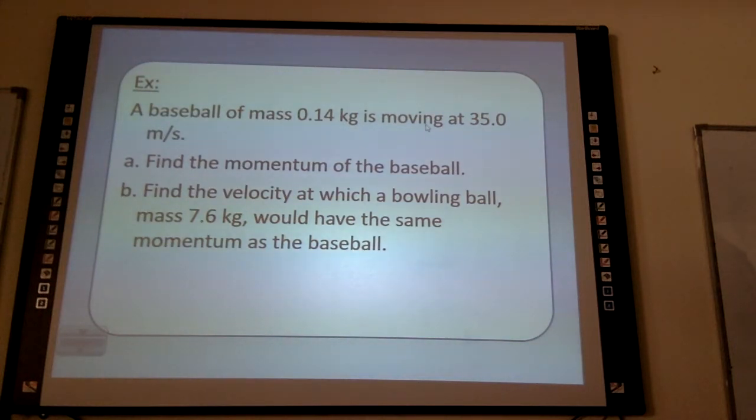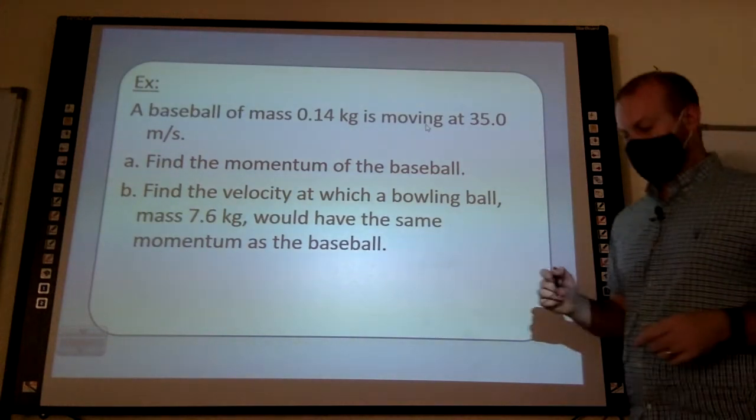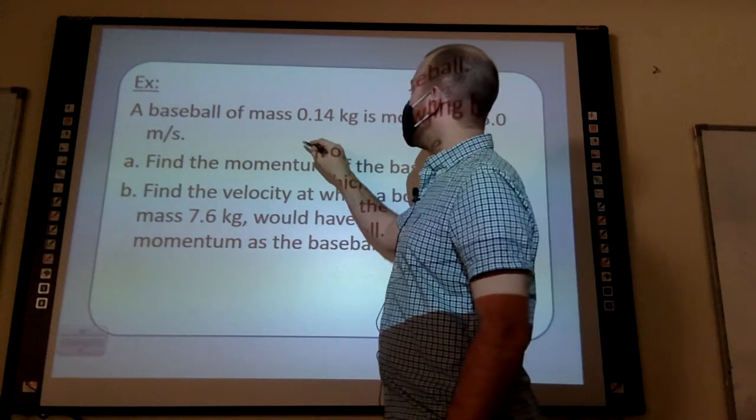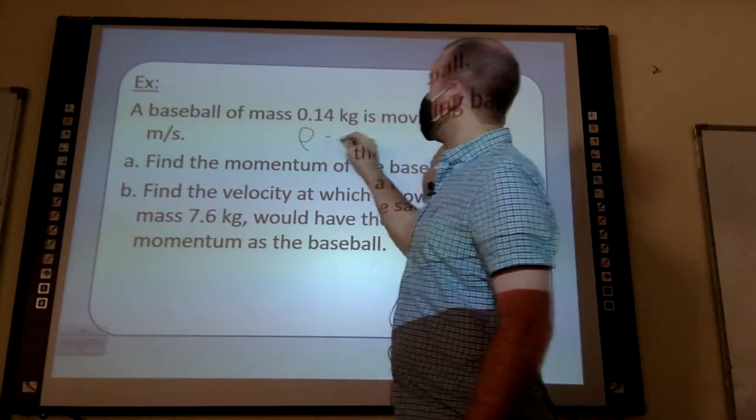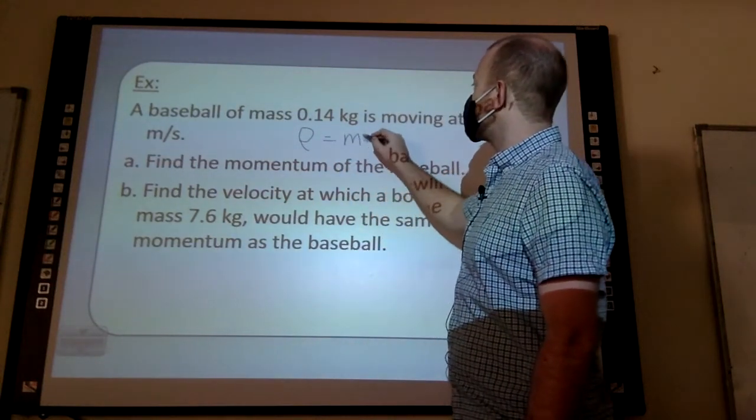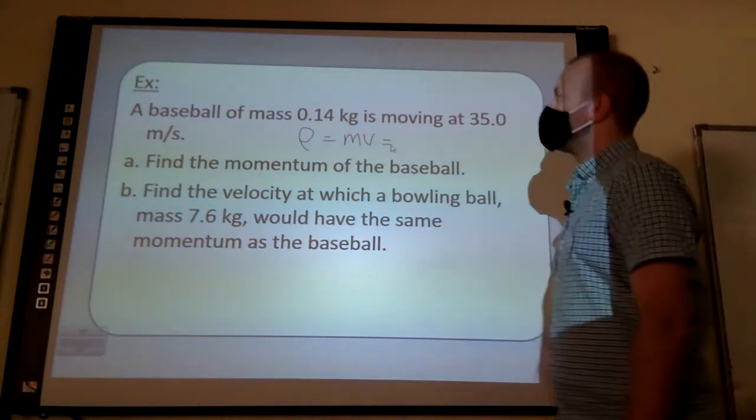So we've got a baseball with a mass of 0.14 kilograms. It's moving 35 meters per second. We want to, A, find the momentum of the baseball, and then B, find the velocity of a bowling ball if it has the same momentum. Part A doesn't tell us which direction. So if there's no direction, I just do it like normal.